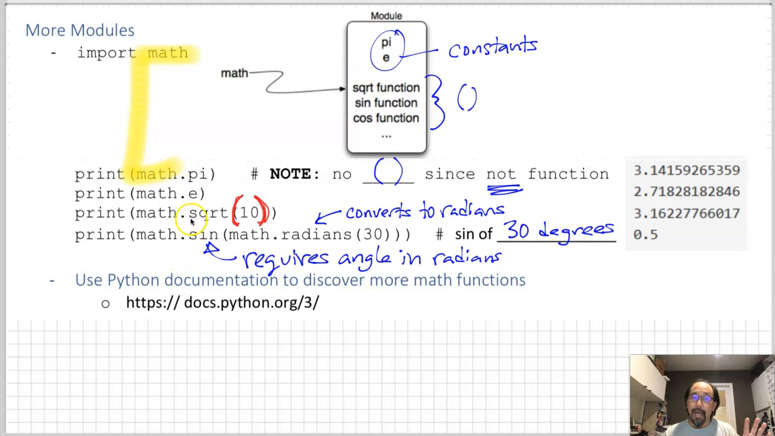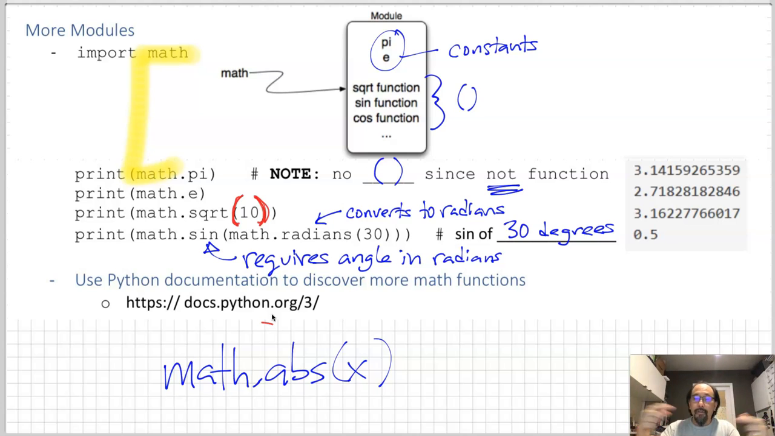Now this is just a sample of a handful of functions within the math library. Like I said, there are so many more, and you can always look it up in the manual to discover other math functions. A very useful one that I could see us using is math.abs, our absolute value function. We give it an input, and it takes the absolute value of that number.